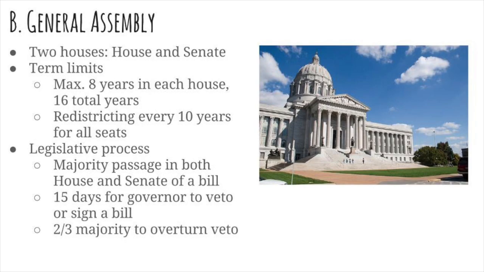The Missouri General Assembly works very similarly to the U.S. Congress. There are two houses, a House and a Senate, but there are a couple of differences. The big difference is that the Missouri General Assembly has term limits. You can spend a maximum of 8 years in each house. So you can spend 8 years in the House and 8 years in the Senate. You can only be 16 years in the legislature.